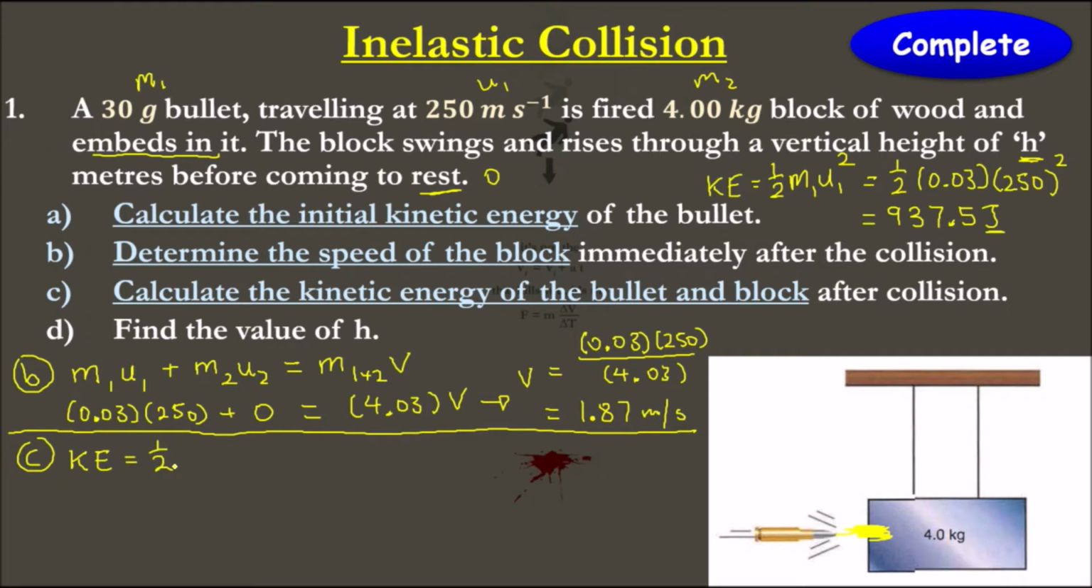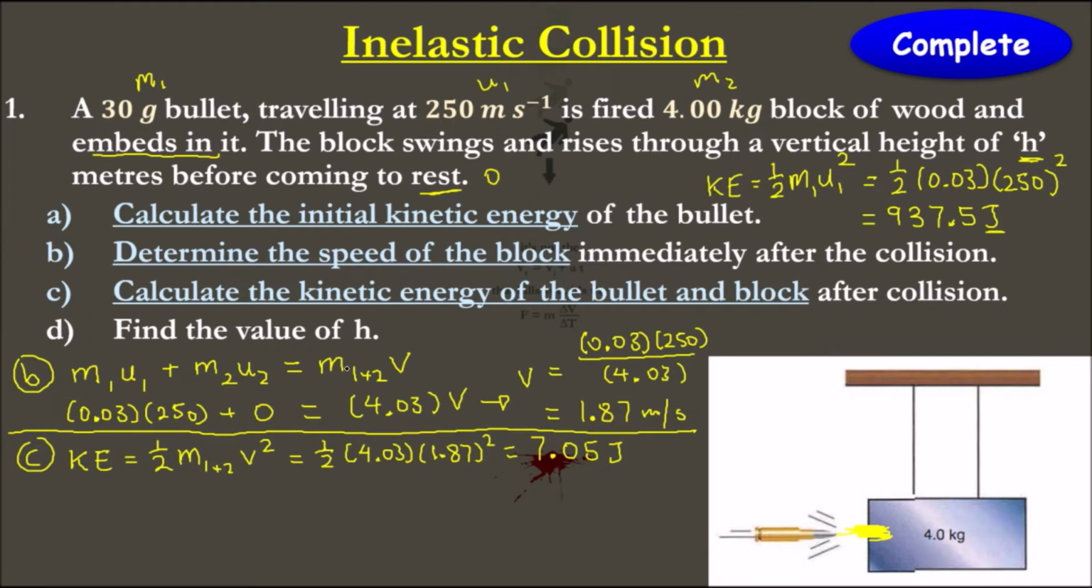Now the mass we're going to use here is the embedded mass, so the mass where the bullet and the wooden block combine together. So it's m1 plus m2, times v squared, v squared obviously being the number we just found over here. So half of 4.03 multiplied by our velocity 1.87 squared, and we get an energy of 7.05 joules.